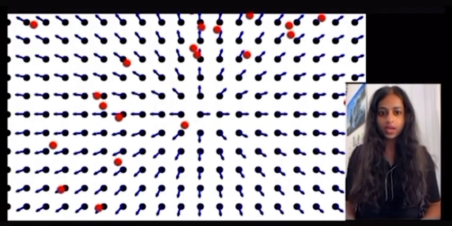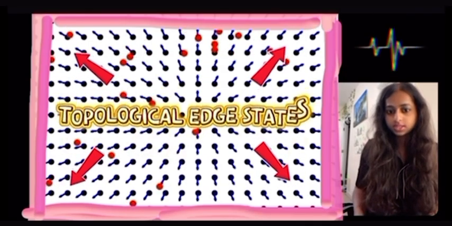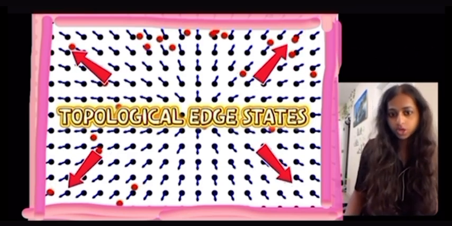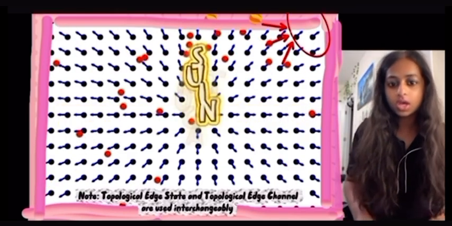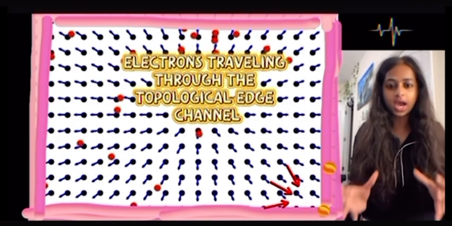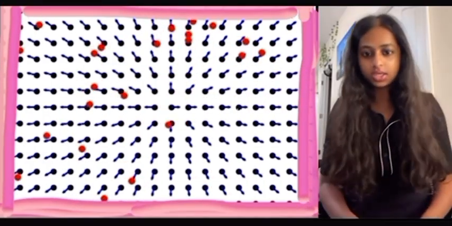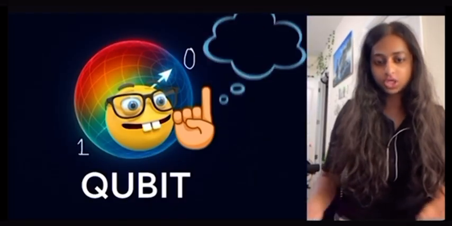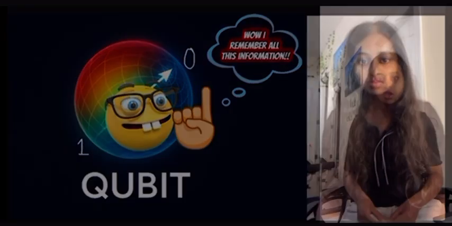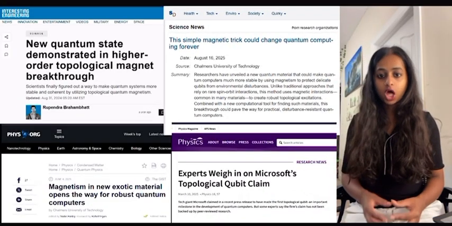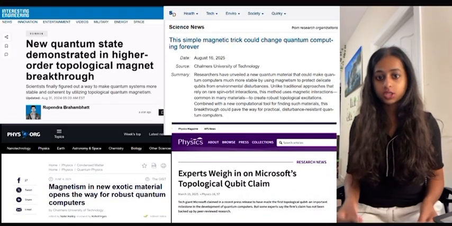This textured magnetic background gives rise to topological edge states, which are special electron pathways that only exist around the material's border. In these topological edge channels, electrons don't normally scatter the way they would. Instead, they move in tightly guided, protected paths. Because these edge states are resistant to the disturbances that normally cause decoherence, they allow qubits to preserve their information far longer. Scientists are still doing research about topological qubits, but these discoveries could help overcome some of the biggest roadblocks in quantum computing.